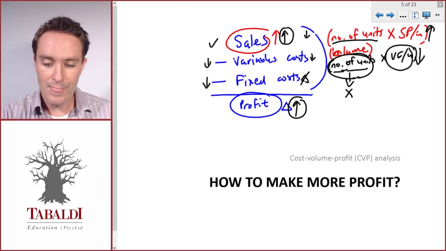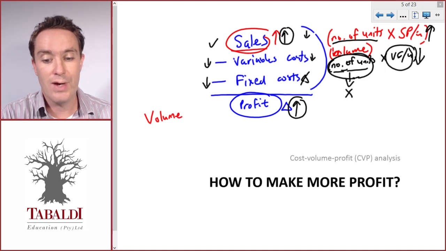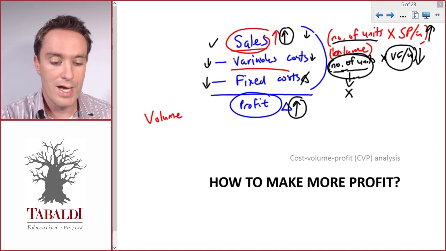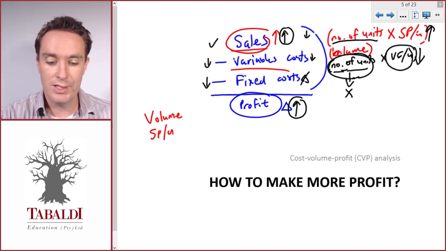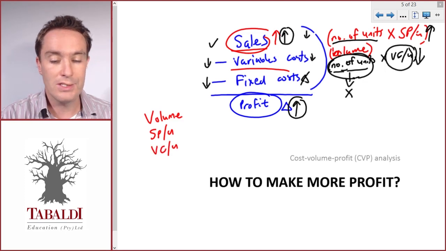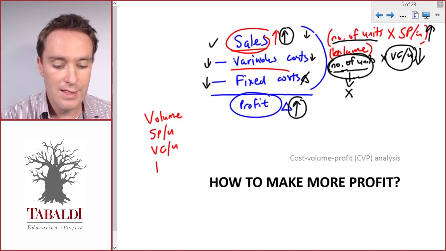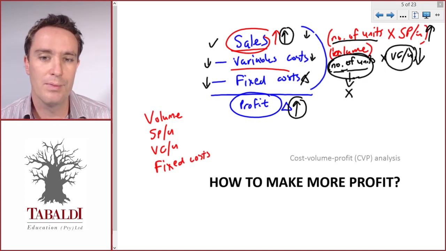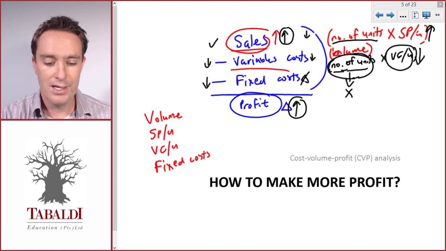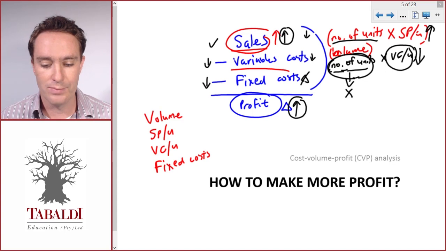So if you look at all the variables that make up profit, we have volume that affects our sales value and our total variable costs. We have selling price per unit, so how much we charge for each unit. Then we have variable cost per unit, so those are the costs that change in direct proportion to the number of units. And then lastly we have fixed costs. So these are the four variables that make up our profit. And changing any one of these four variables will change our profit.